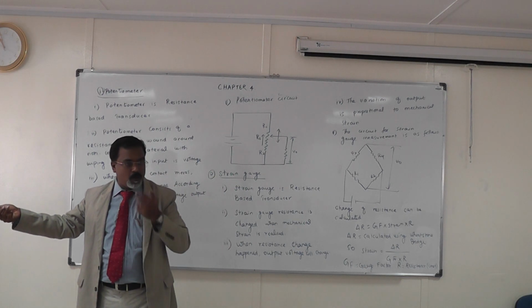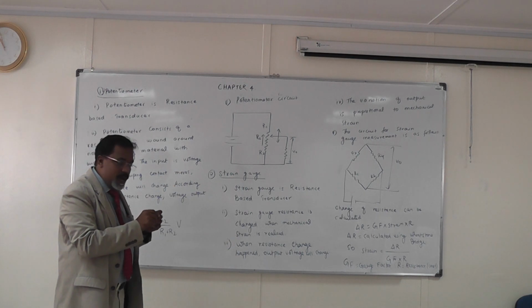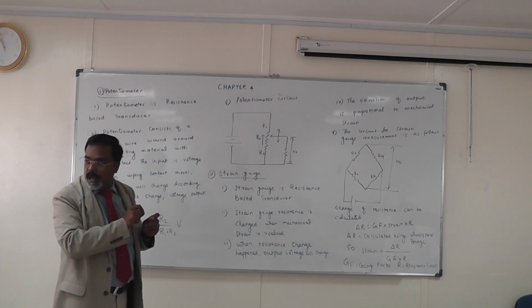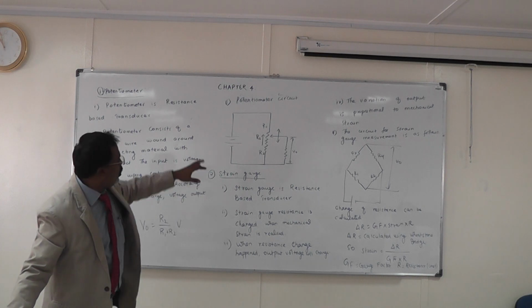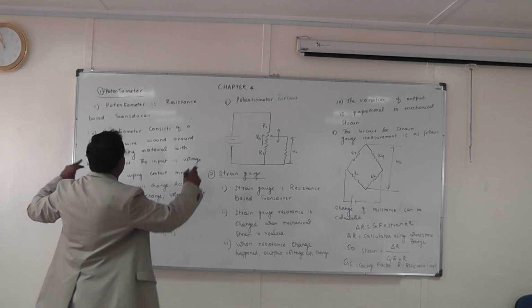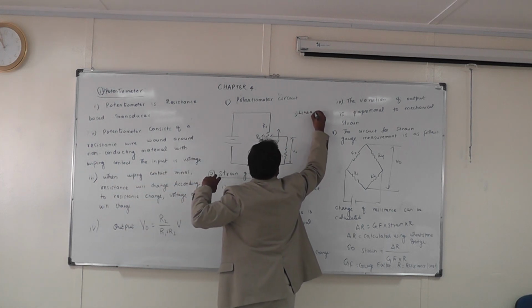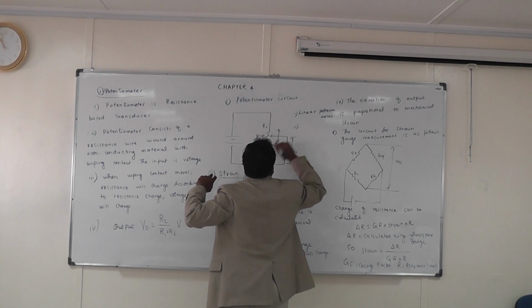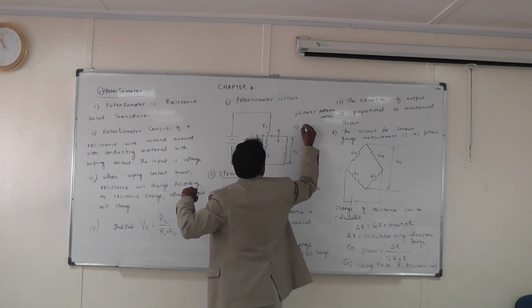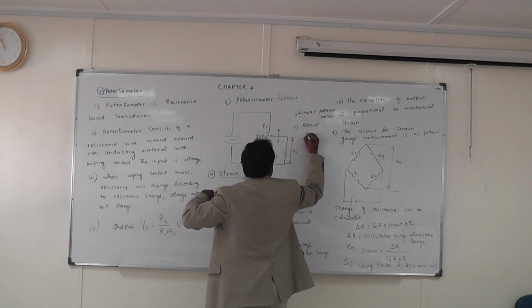What you are using in your home to control the fan is a rotary potentiometer. What you are using in your radio, moving one knob here and there, right side and left side, is called a linear potentiometer. So there are two types of potentiometer: linear potentiometer and rotary potentiometer. You can control either sliding movement or rotational movement.